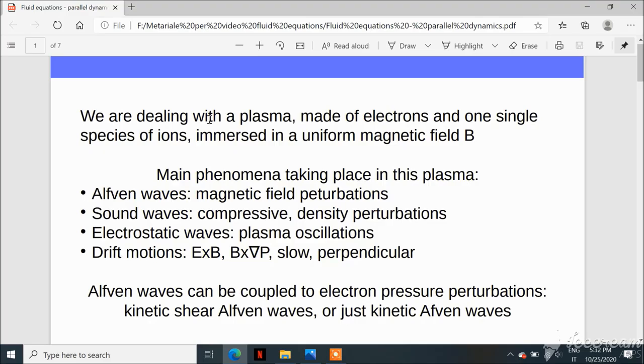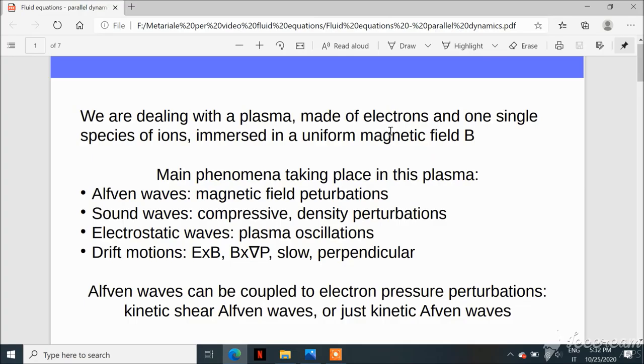So the thing we are dealing with is a plasma. I don't have to remind you what a plasma is. If you want, you can take a look at my videos in Italian about nuclear fusion by magnetic confinement, and there I describe everything from the beginning. Anyway, the plasma is made of electrons, of course, and then I'm considering only one single species of ions. In principle, there can be many species of ions, but this would complicate the picture very much. So I prefer to consider one single species of ion, and it is all immersed in a uniform magnetic field.